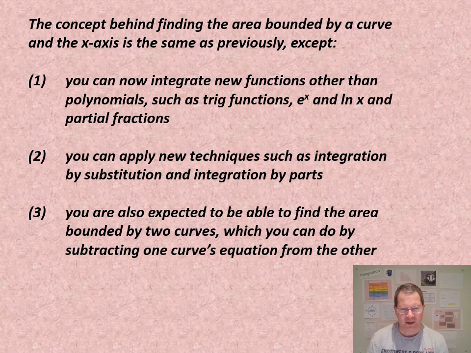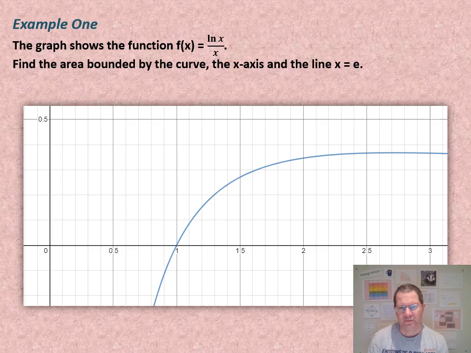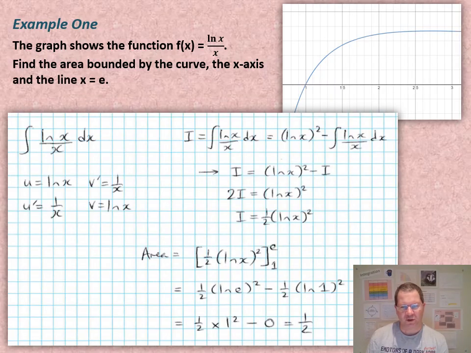And thirdly, you're also expected to be able to find the area bounded by two curves, which you can do by subtracting one curve's equation from the other. So in example 1, we're going to be integrating ln x over x. We've been asked to find the area bounded by the curve, the x-axis, and the line x equals e. So we need to integrate ln x over x dx.